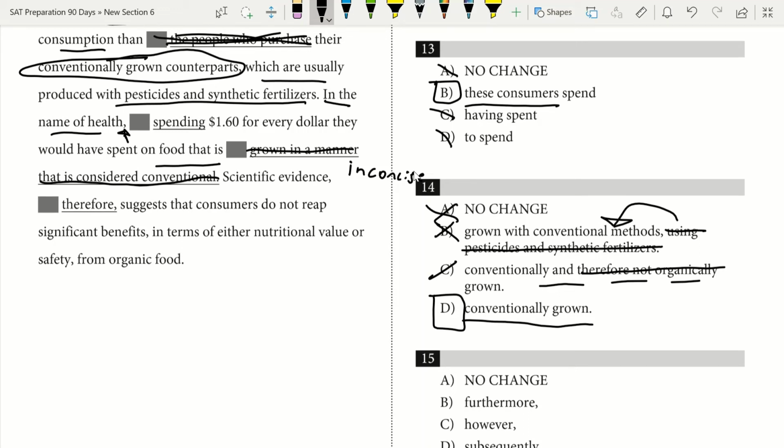Okay, scientific evidence. Now I see I have a comma here, okay, and then I have the word therefore with a comma after. Okay, so that tells me it's going to be non-essential.